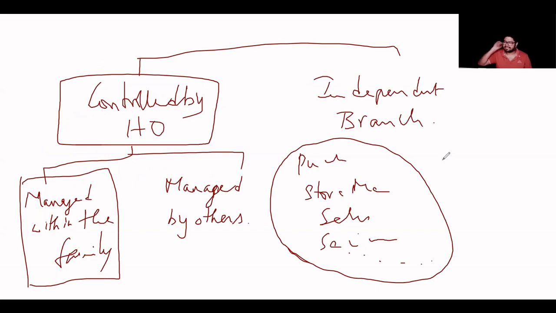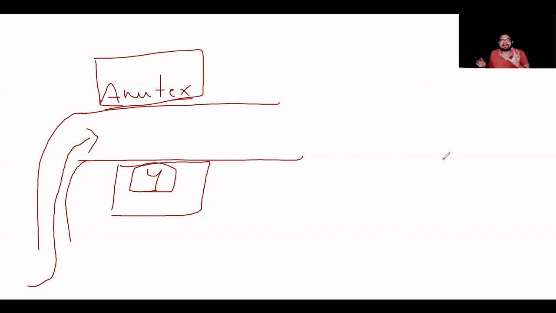Now, if it is something managed within the family, your extent of control might not be heavy. What is heavy is your tracking of whether money is getting collected from the other party or not. The other party, in the sense, whoever is managing the branch. Hence, this method is called the debtors method.